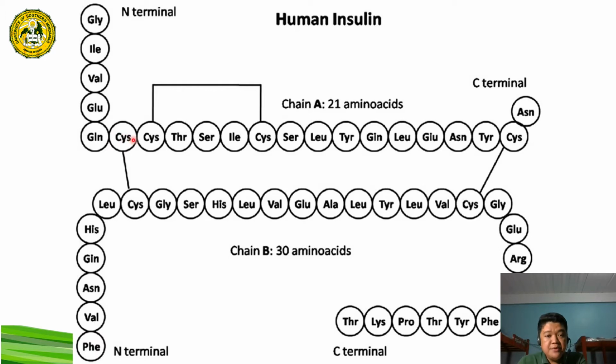For example here, the A chain and the B chain are linked through cysteine residues at this particular location, and another link is located between cysteine residues near the C terminus. We also have here the intrachain link, and that is located on the A chain. In this example, the intrachain link is on the cysteine residues at amino acid number 6 and amino acid number 11.